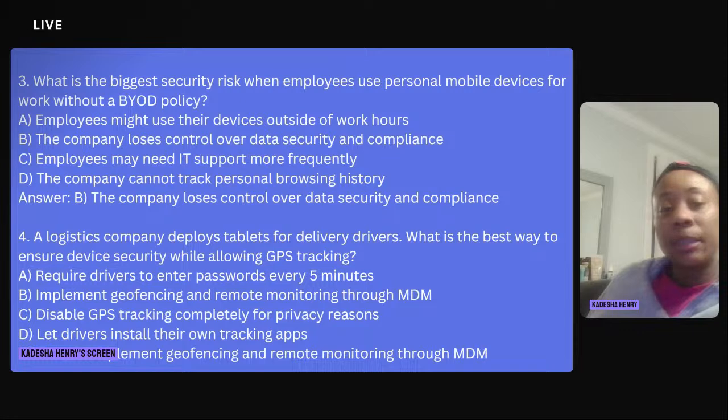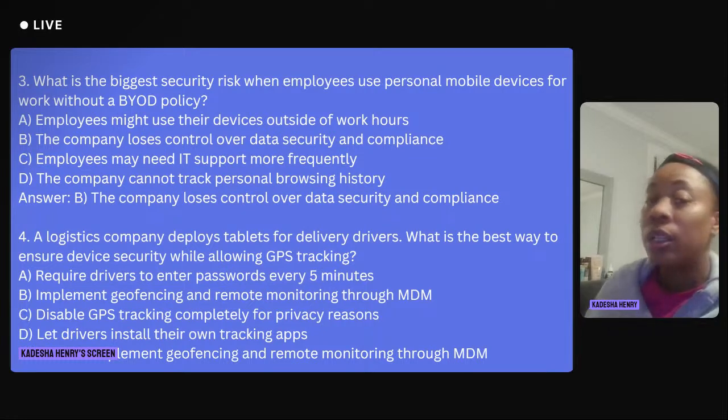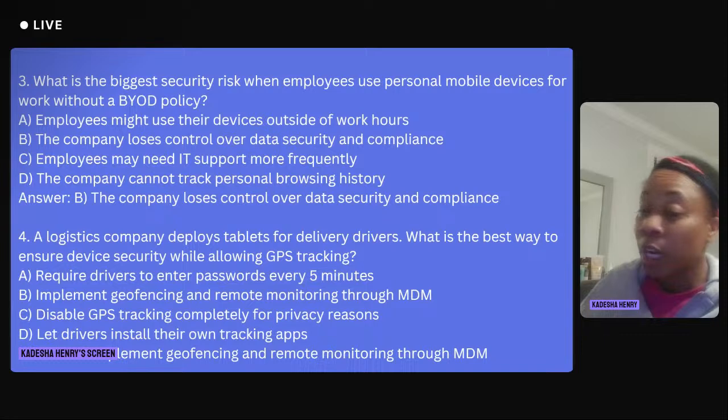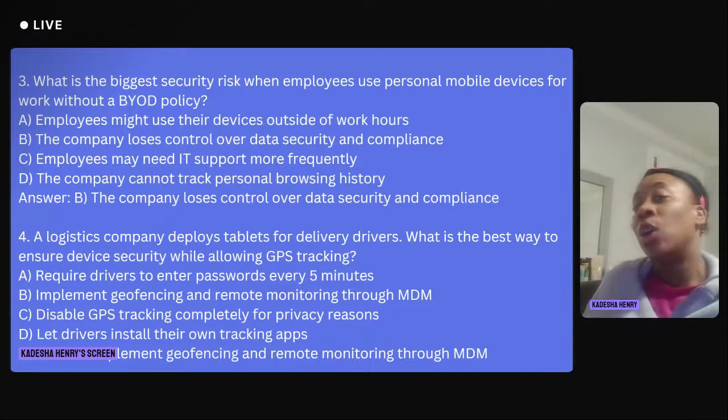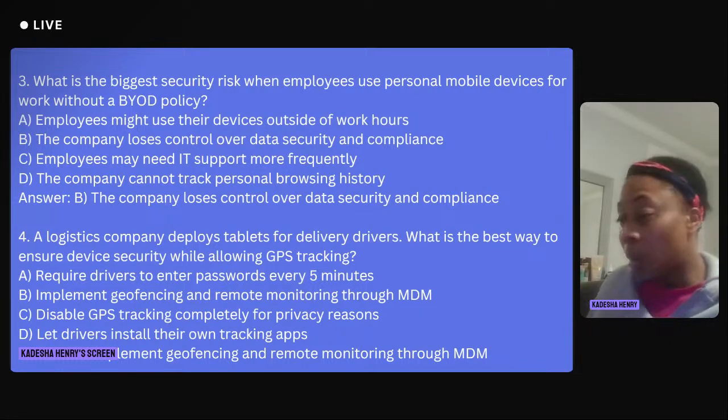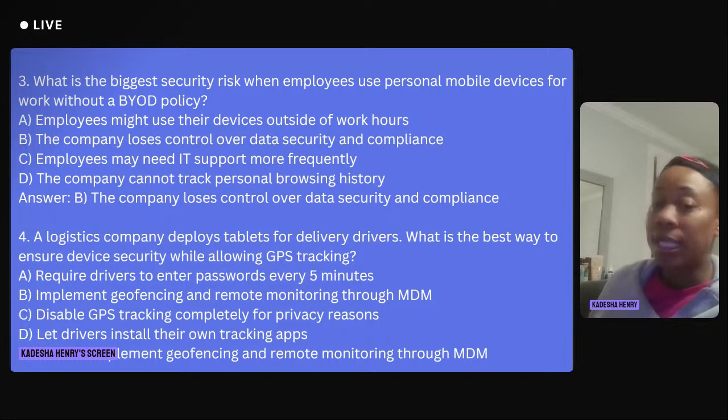Number three, what is the biggest security risk when employees use personal mobile devices without a bring your own device policy? Remember we said BYOD means bring your own device. If there is no policy implemented, whether bring your own laptop or bring your own phone, we got to have some boundaries and restrictions, because you're going to connect to our network and use our data, so we have to implement some policies right here. Okay, so let's look at them.